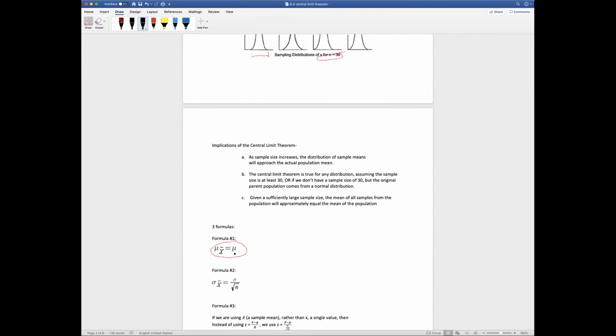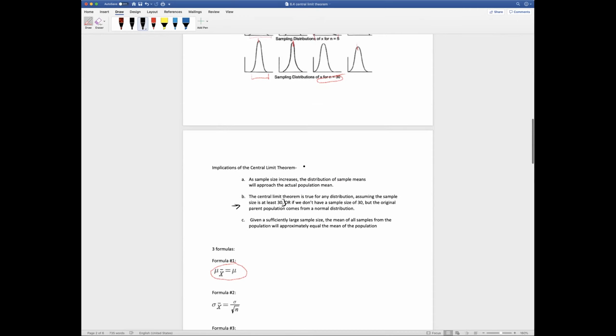So it's really helpful when we don't know what the mean of the population is. We can take a mean of a ton of samples and that will give us a very good approximation as to what the mean of the actual population is. Now, the central limit theorem holds true for any distribution, assuming our sample size is at least 30. Remember that 30 is that magic number that we talked about up here, that's going to give us a shape that's relatively normal.